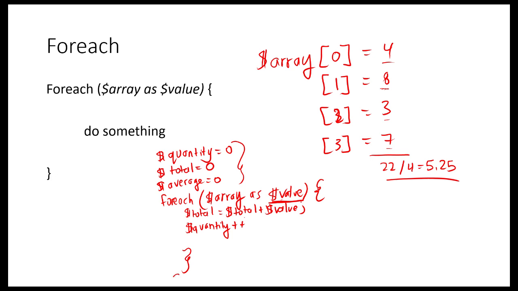So we do average equals total divided by quantity.